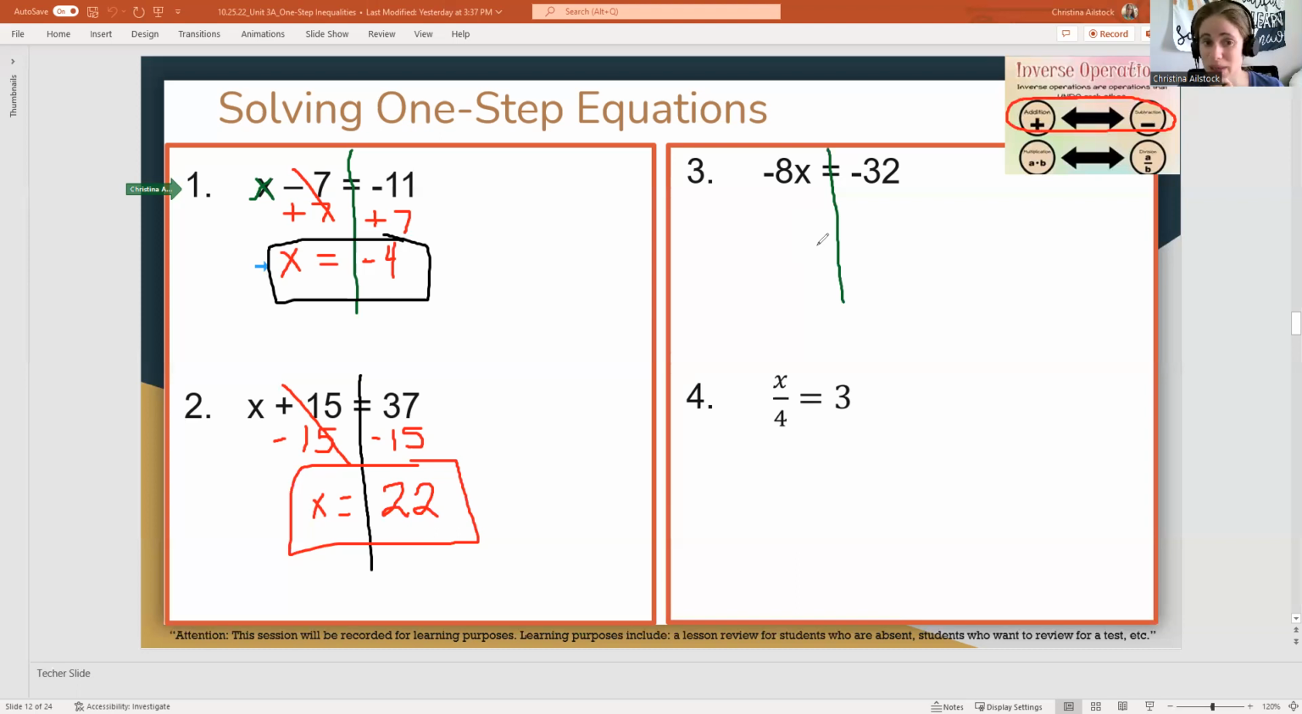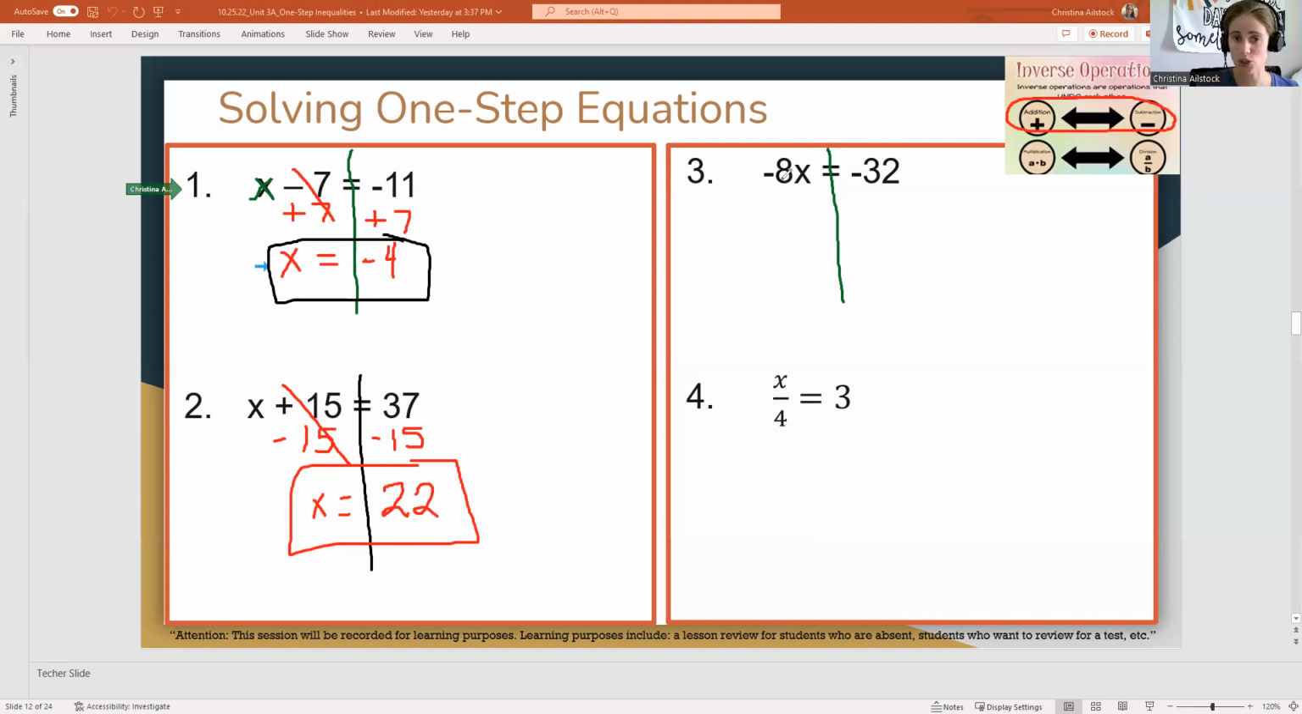They're currently being multiplied. Remember, that's one of the ways we can show multiplication, because we can show multiplication with parentheses, we can show multiplication with a dot. But if we have a number and a variable being multiplied, they're usually shown by being smashed together. So this tells me that we have -8 times x.